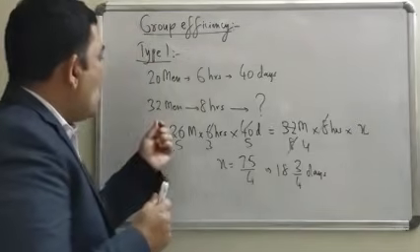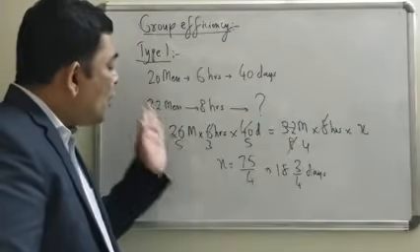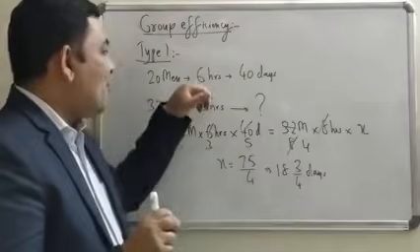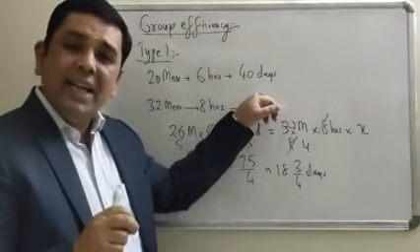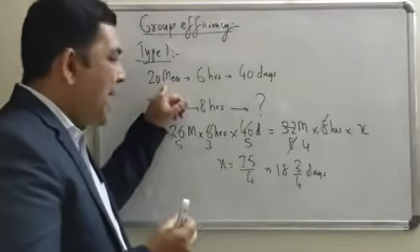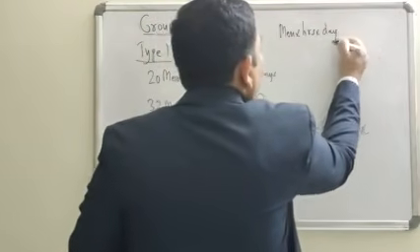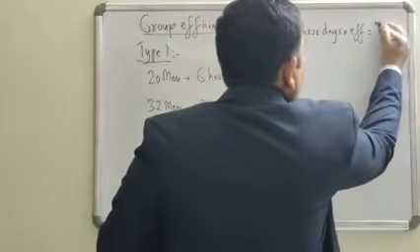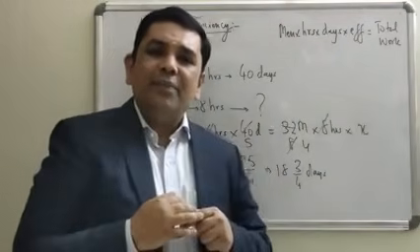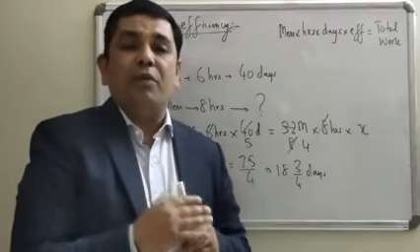Now what you need to understand, very simple, is what all will be multiplied on the left hand side: number of men, number of hours, number of days, and sometimes the efficiency also. So let me write down here: men into hours into days into efficiency. This will always be equal to the total work. So this is the first type of question where group efficiency is involved.